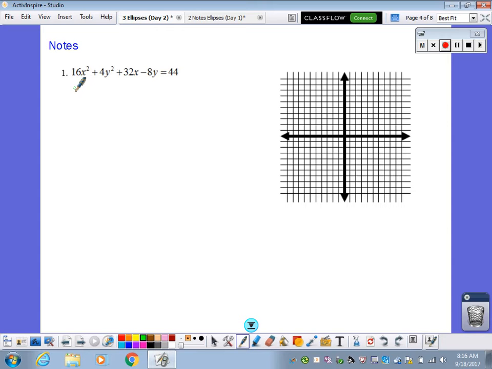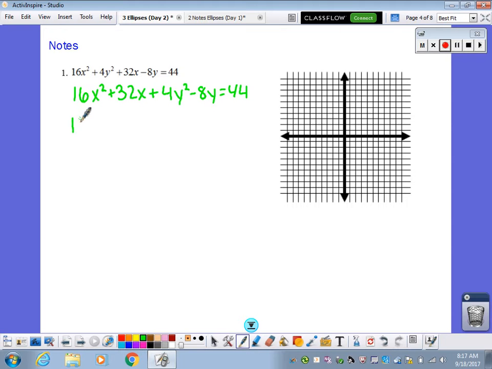So we're going to put our x's together, 16x squared plus 32x. And we're going to get our y's together, plus 4y squared minus 8y is equal to 44. So now what we're going to do in order to get this into standard form is look at our x's and take out the largest number, and look at our y's, and also take out the largest number. Now notice I didn't say the GCF because we don't want to take out any x's or y's.